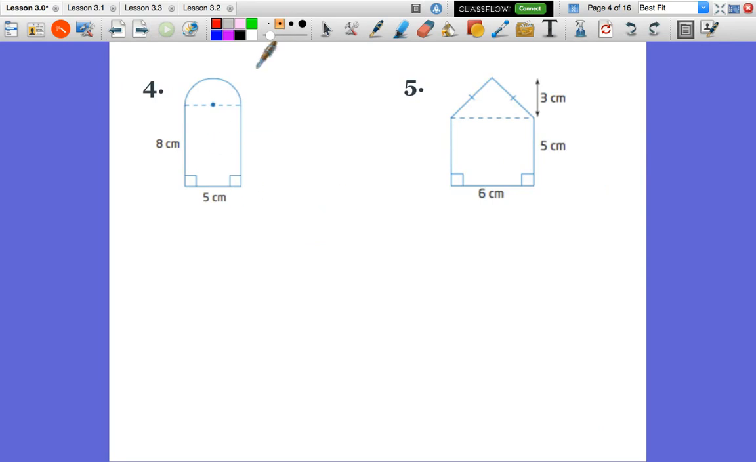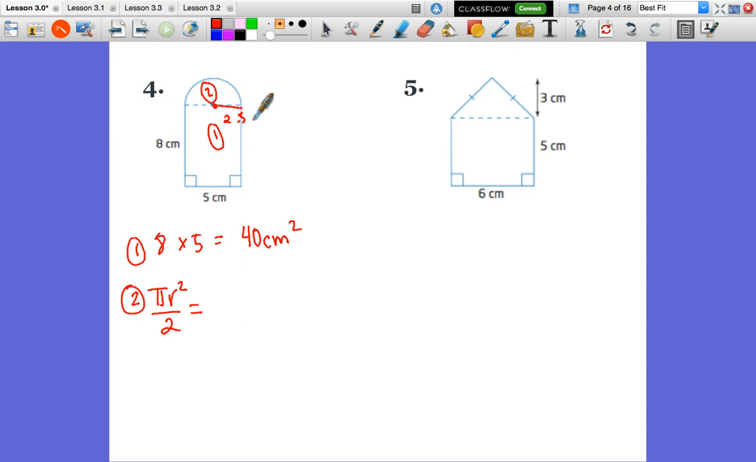Few more. Here we have a rectangle, and we have a semicircle. So the rectangle, I can just do 8 times 5, which is 40 centimeters squared. And then the semicircle, so if you remember, I'm going to have to do pi r squared, but then I'm going to have to divide it by 2 because it's only half of a circle. So since this whole length is 5, the radius is going to be 2.5 centimeters. Right, so pi times 2.5 squared divided by 2. So 2.5 squared is 6.25.